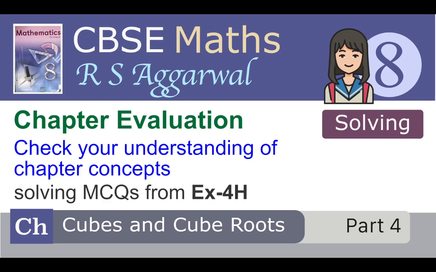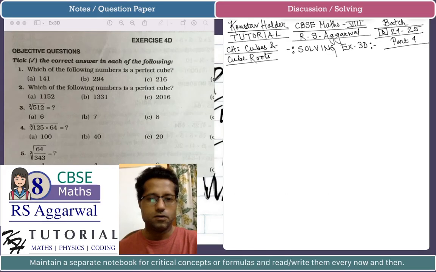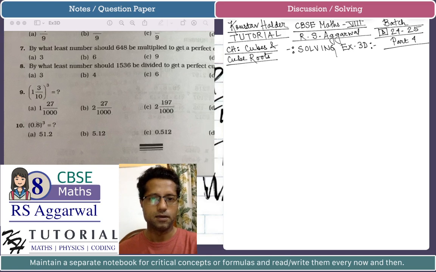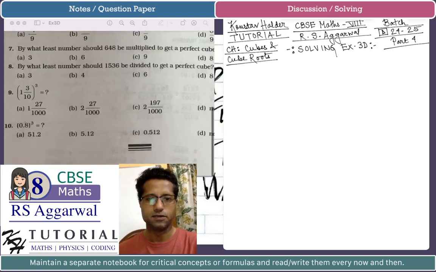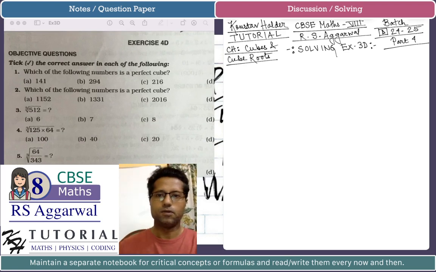So let's start solving the problems from exercise 4D. Okay, so I have the exercise 4D on the left hand side. These are MCQ problems. There are four choices A, B, C, D, and one choice is correct. We have to tick the correct choice, and there are only 10 questions. Okay, so let's start solving the problems.